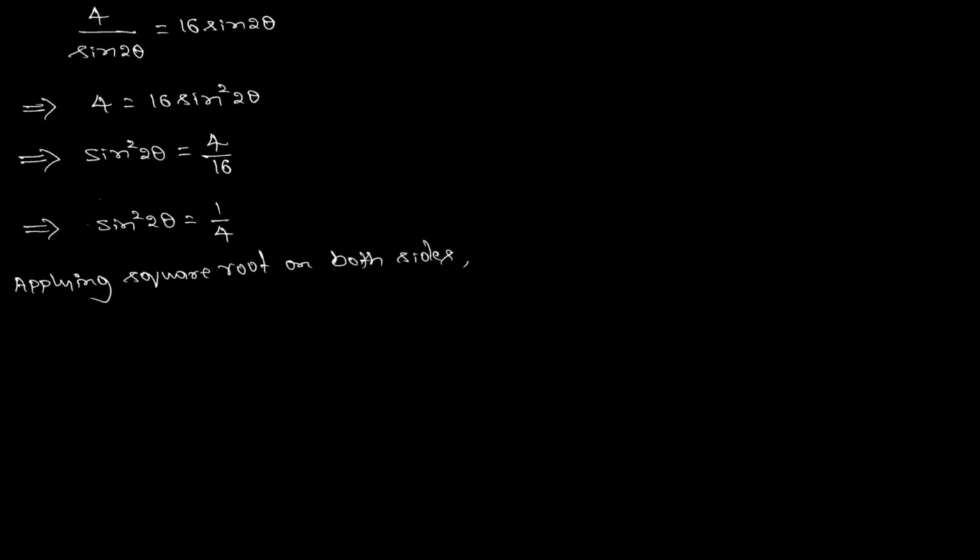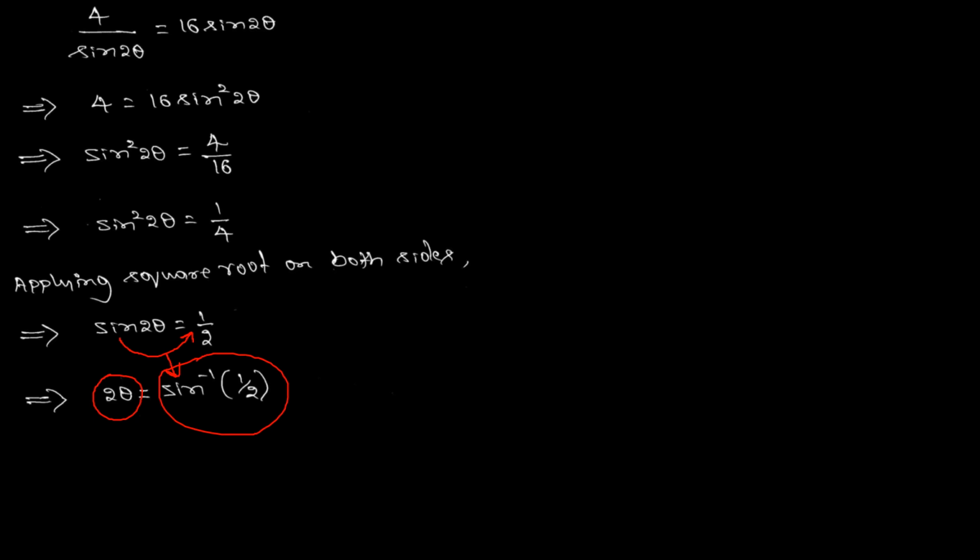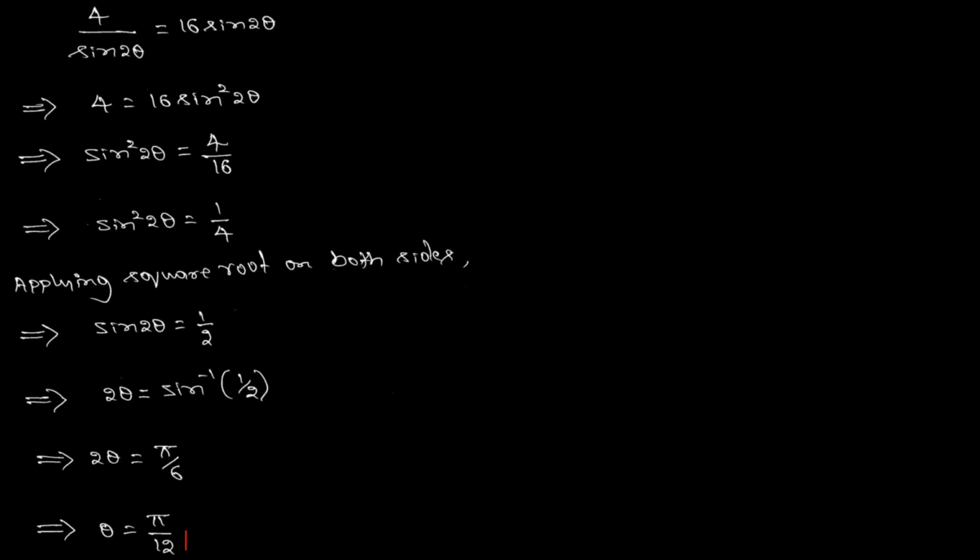Applying square root on both sides, what we get is sine 2 theta is equal to 1 by 2. So 2 theta is equal to, if we take this sine to the RHS, sine inverse of 1 by 2. Now we know the value of sine inverse half. Sine inverse of 1 by 2 is pi by 6. Therefore theta is equal to pi by 12.